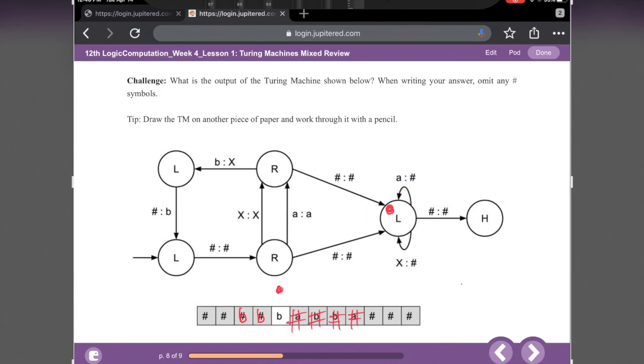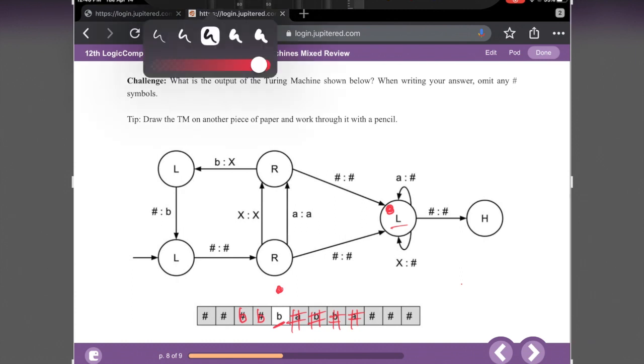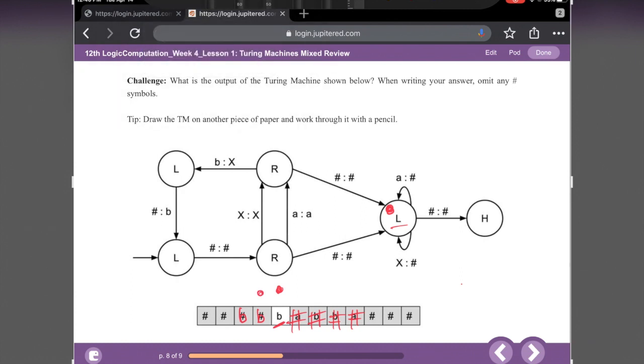Okay, so now we're there. We currently are at this symbol on the tape which says B, but we don't have any state transitions for if we see a B. So what do we do? Just by default, we ignore the symbol and we go to the left. See a B, ignore the symbol, go to the left.